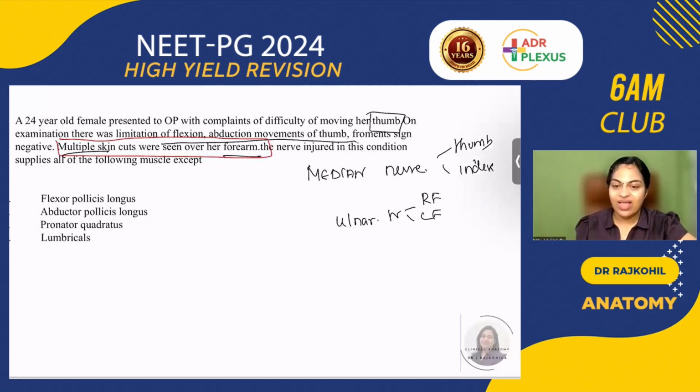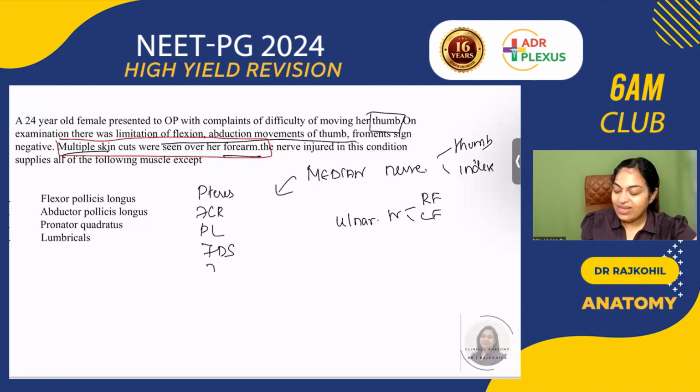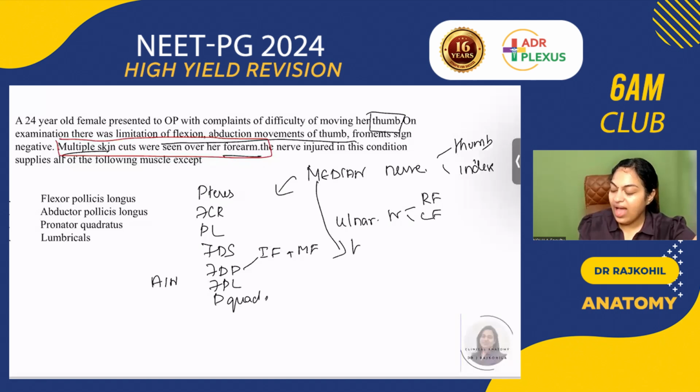Now quickly tell me, what is the answer? Excellent, yes. So what are the muscles innervated by the median nerve? In the forearm, it innervates the pronator teres, flexor carpi radialis, palmaris longus, flexor digitorum superficialis, and through the anterior interosseous nerve, flexor digitorum profundus for the index finger and middle finger, flexor pollicis longus, and pronator quadratus, isn't it? And over the hand, it innervates the thenar muscles, the three thenar muscles, and the first and second lumbricals. Am I right? So these are the muscles innervated by the median nerve.